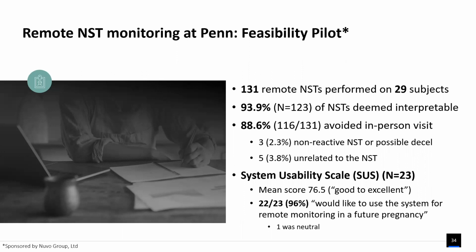And so in this small cohort, which was just recently accepted for publication in ACOG, we had 131 remote non-stress tests performed, and 94% of them were interpretable. So the patient was able to get an interpretable non-stress test at home. And the vast majority, almost 90% of patients, were able to avoid an in-person visit. So imagine for these patients that 90% of the time, you can tell them they're able to stay at home.